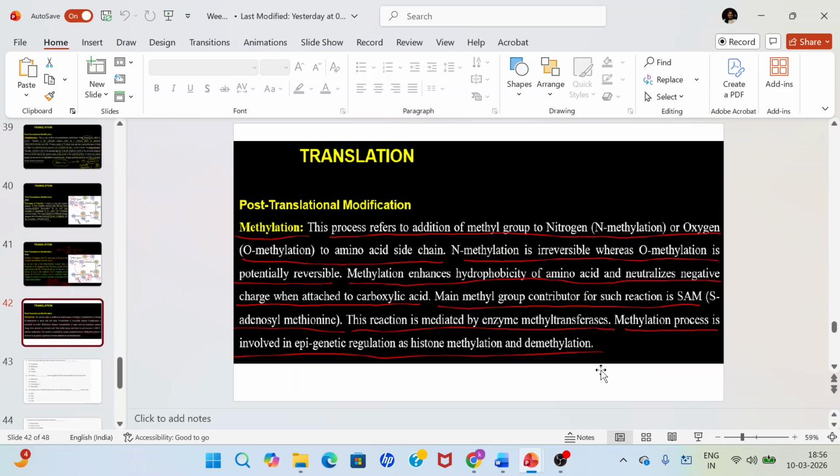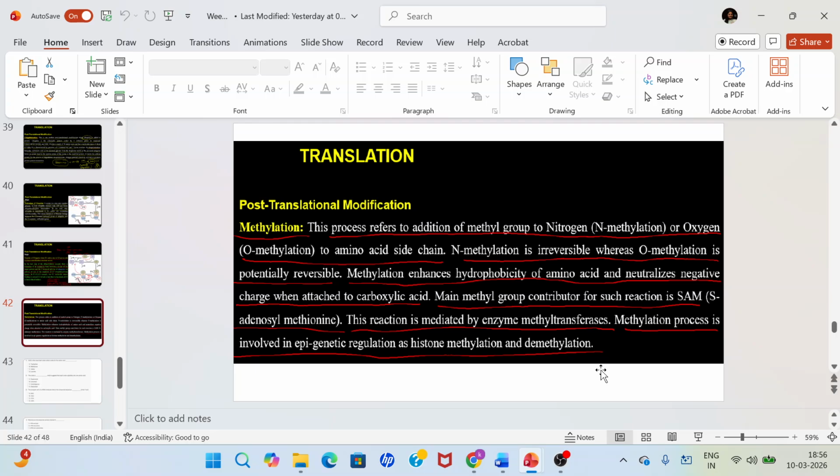Next post-translational modification is methylation. This process refers to the addition of a methyl group to the nitrogen, N-methylation, or oxygen, O-methylation, of an amino acid side chain. N-methylation is irreversible, whereas O-methylation is potentially reversible. Methylation enhances the hydrophobicity of amino acids and neutralizes the negative charge when attached to the carboxylic acid.